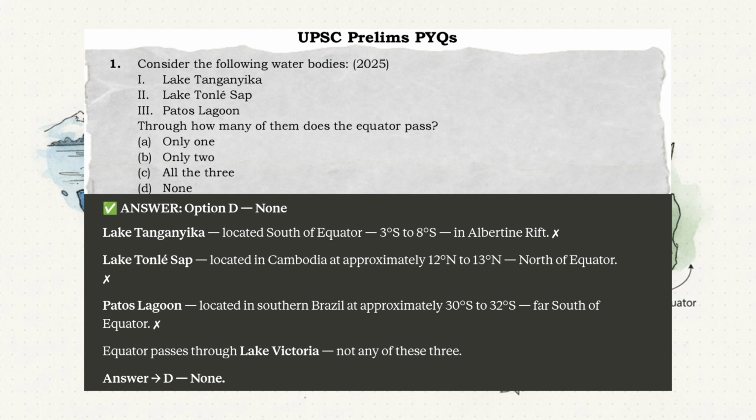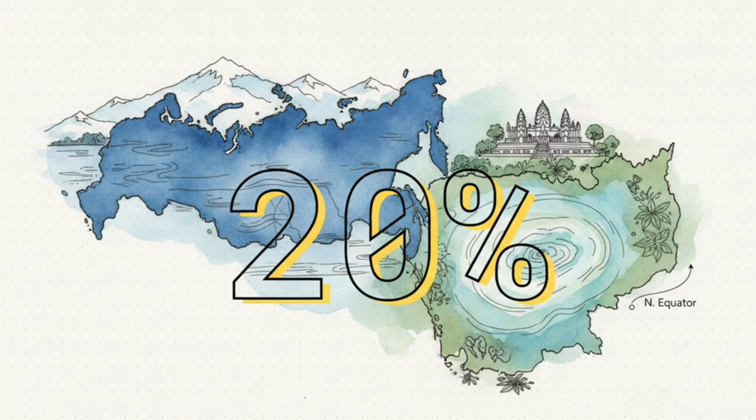Lake Tonle Sap, located in Cambodia at approximately 12 degrees N to 13 degrees N, north of the equator. Patos Lagoon, located in southern Brazil at approximately 30 degrees S to 32 degrees S, far south of the equator. The equator passes through Lake Victoria, not any of these 3. Answer D, none. Question 2.